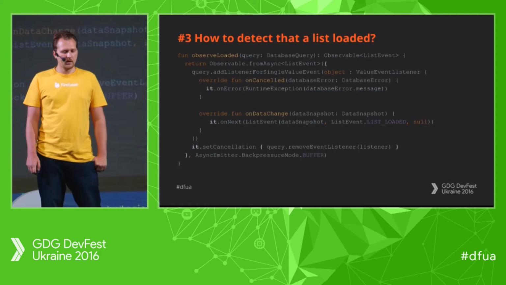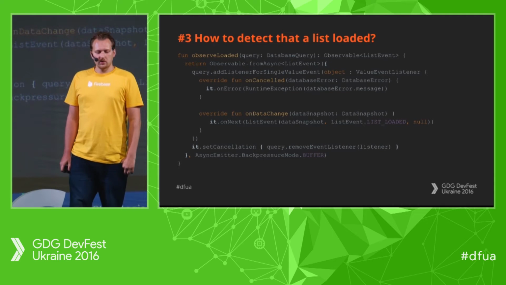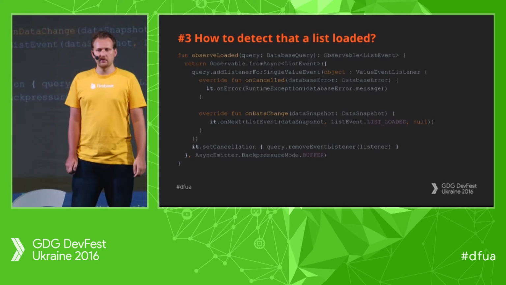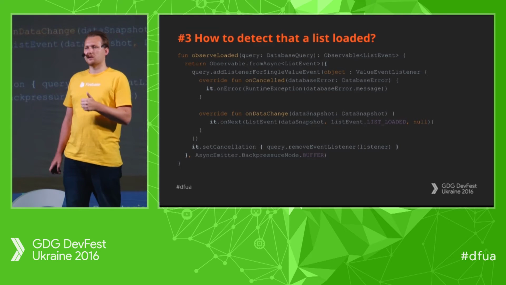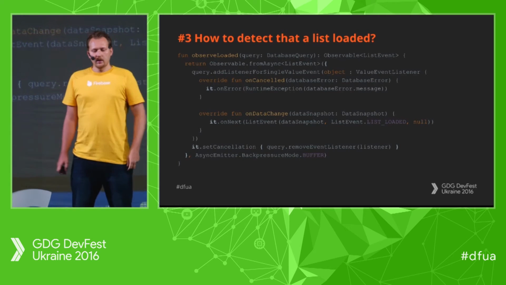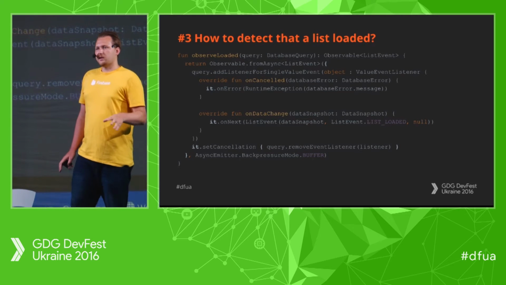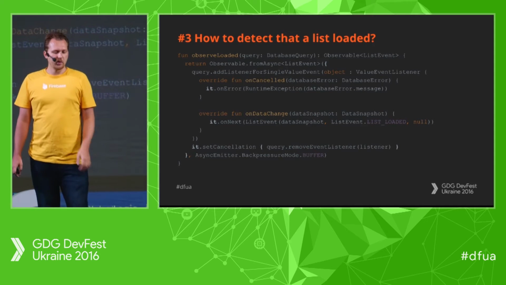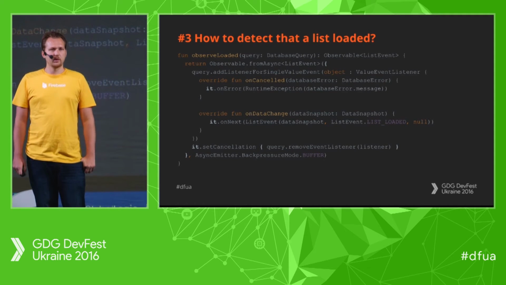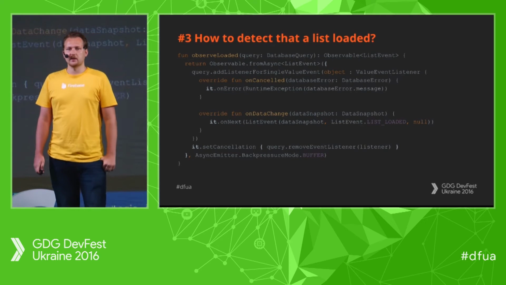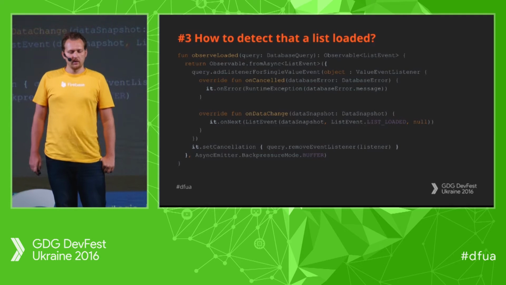So how to do this? It's quite easy, actually. You can use the Firebase API called addListenerForSingleValueEvent, because we just need it once. In the beginning, when it's loading, we just need it once, so we don't need to keep this listener. We also wrap it in RxJava, and we generate an event on the observable that it's loaded. We also use Observable.fromAsync, the same API as before, to wrap it.